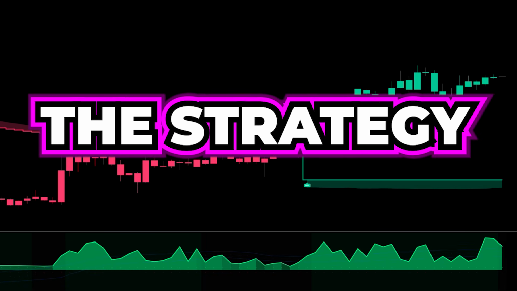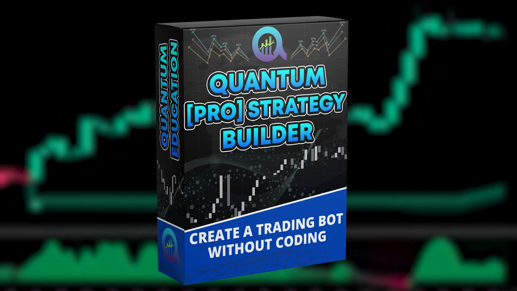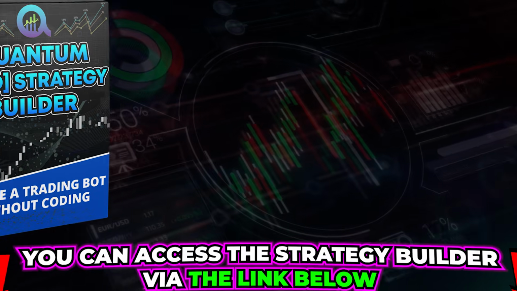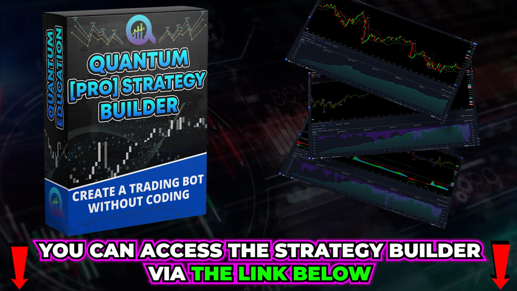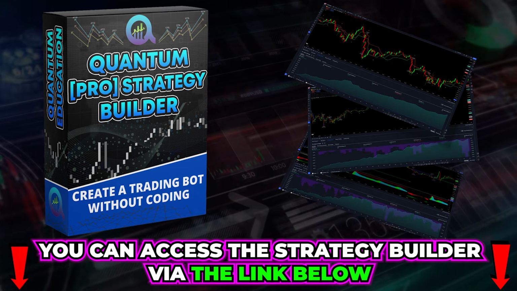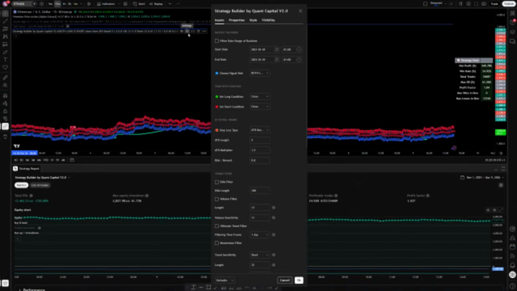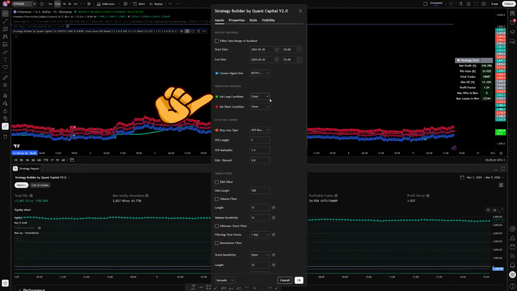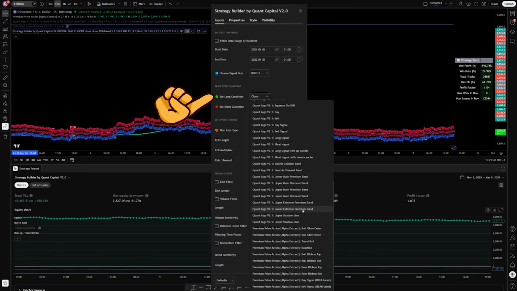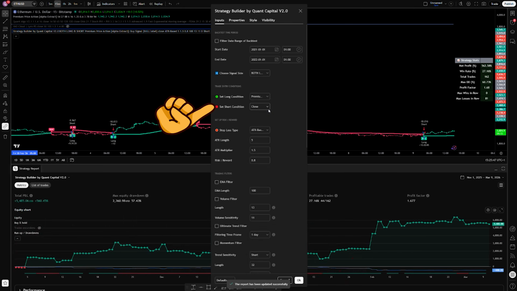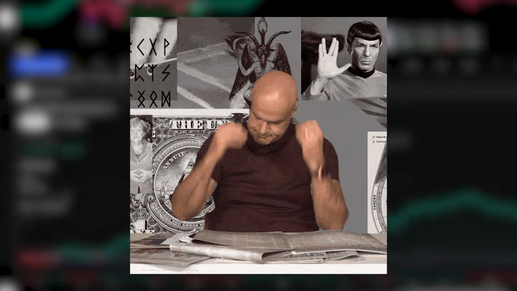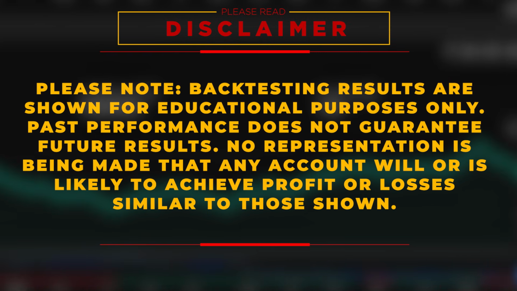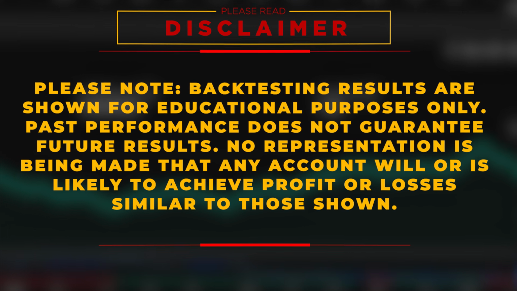To assess the strategy performance, we'll leverage the Quant Capital Strategy Builder, our mind-blowing tool that generates backtesting data for any TradingView indicator in less than a minute. Just open the Builder's settings, go to the Set Long Conditions tab, choose the parameter that corresponds to the indicator's buy signals, and then do the same for the bearish side. And your backtesting report is ready. Note that backtesting results are shown for educational purposes only. Past performance does not guarantee future results.